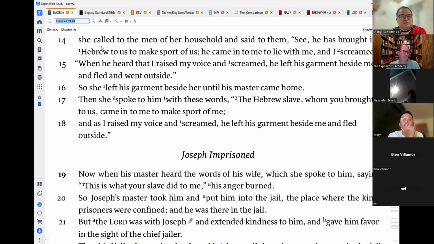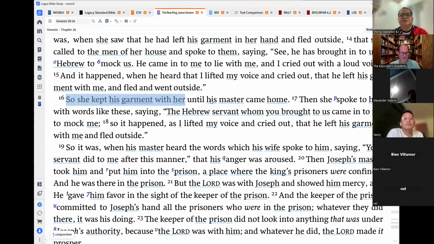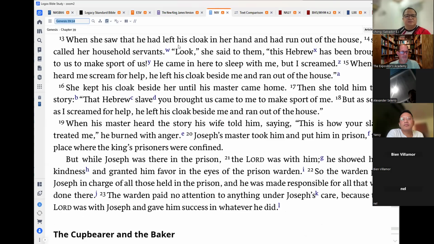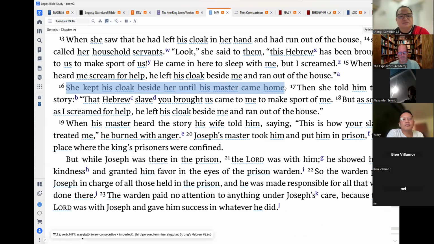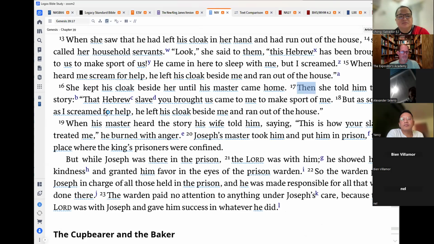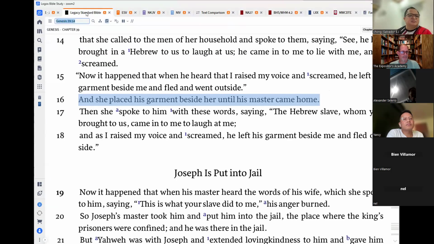What does the New American Standard do? Then she spoke, so it does the same thing as the Legacy. New King James: So she kept the garment with her. Then she spoke to him these words. What about the NIV? She kept his cloak beside her until his master. Then she said. So yeah, it looks like you could go with that either way. I don't know. Any thoughts, you guys?